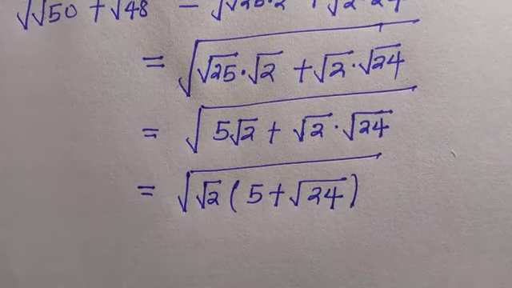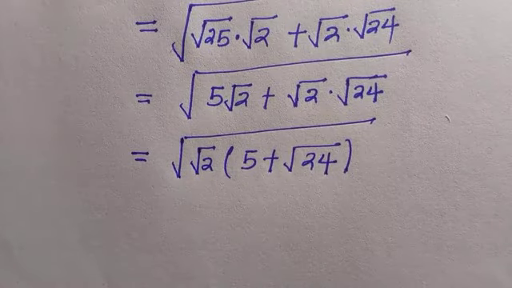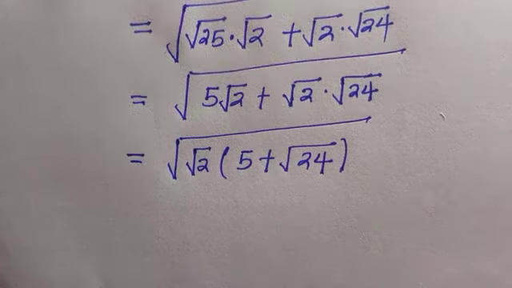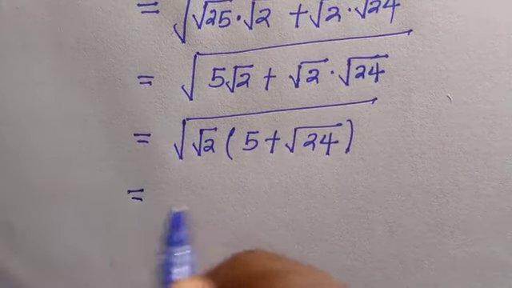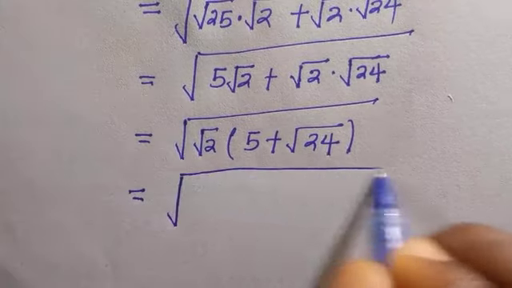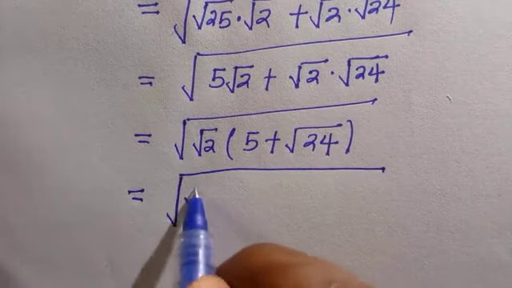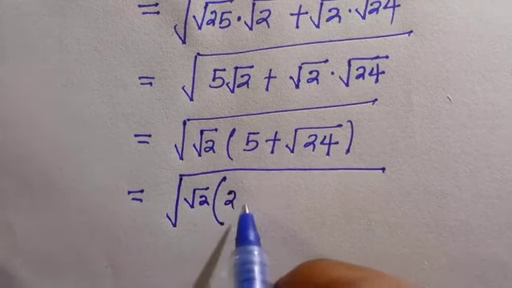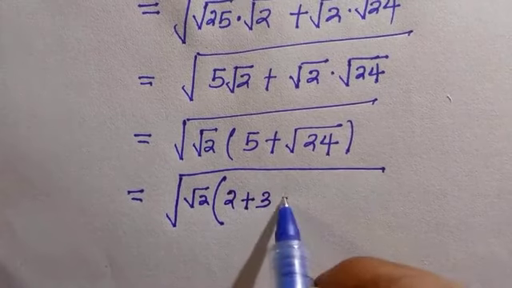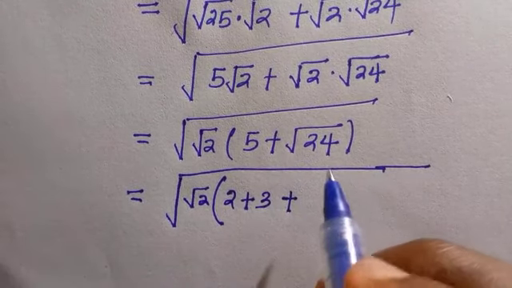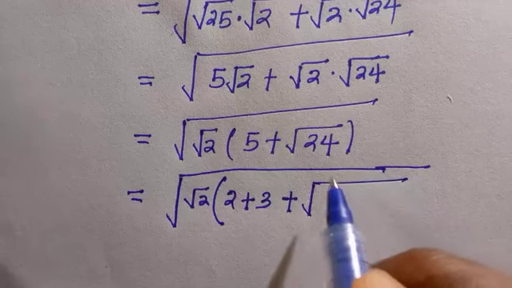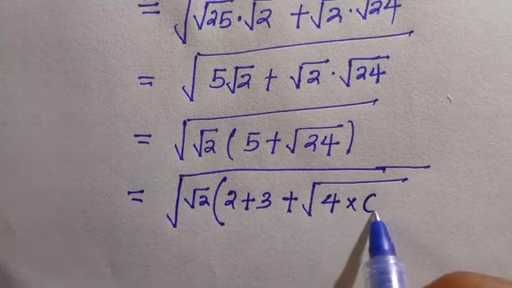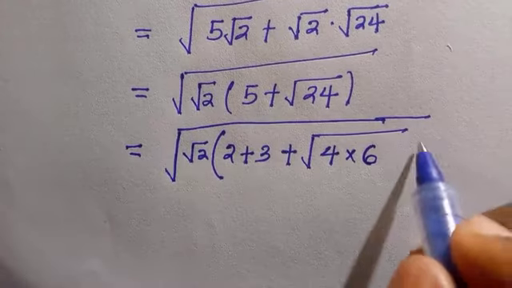Then what I will do again here is just a little manipulation. This 5, I can break it into the sum of 2 and 3. So doing that, we have the general root, then we have root 2 bracket. Here we are going to have 2 plus 3 plus, while for this, we can also break it into the product of 4 and 6. 4 times 6 is still 24.